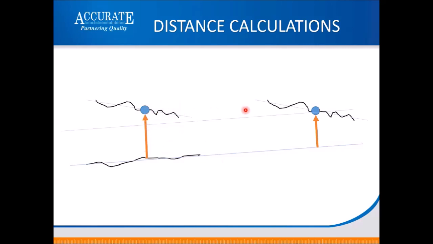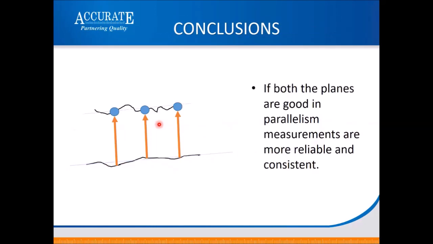Now, what happens when the plane, like a tab plane, is away from the main plane? In that case, you will also get an error. The measurement here and the measurement here is different. So what is this error? This error occurs because if the planes are not parallel, then such kinds of errors occur.